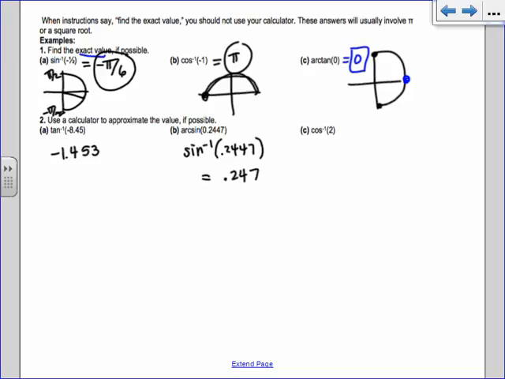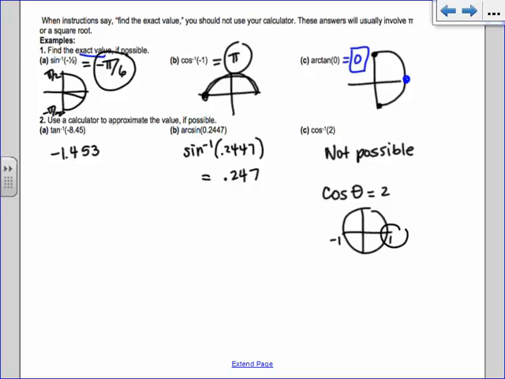And then if you try inverse cosine of 2, you should get an error. This one is not possible because what it's saying is that the cosine of some angle equals 2. And we know that on a unit circle, the biggest cosine can be is 1. Okay, it can't be 2. It doesn't work. So it's not possible.